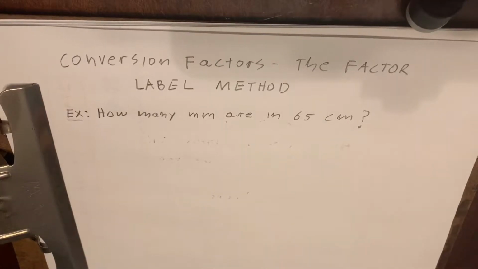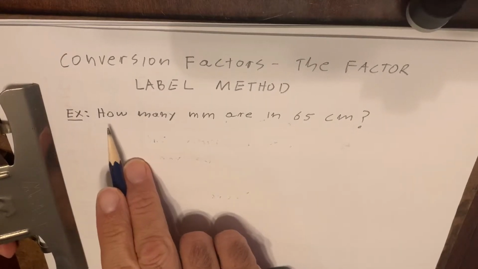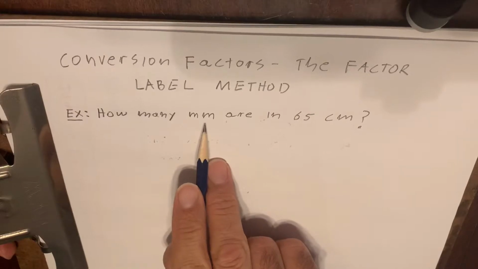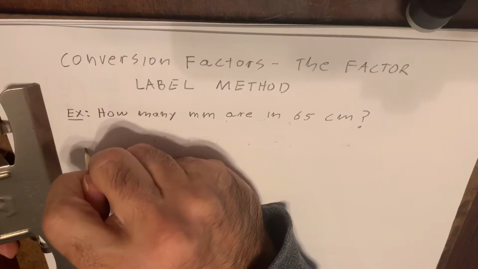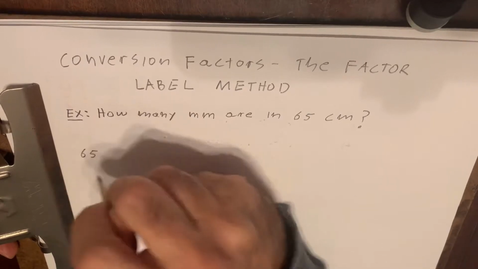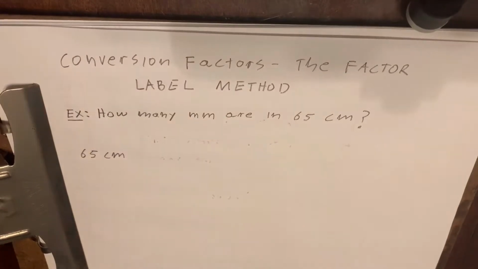Today, I'm going to show you how to use the factor label method utilizing conversion factors in the easiest way to solve this kind of a question. So we want to know how many millimeters are in 65 centimeters. So what we do is we start off with the 65 centimeters that we want to convert.